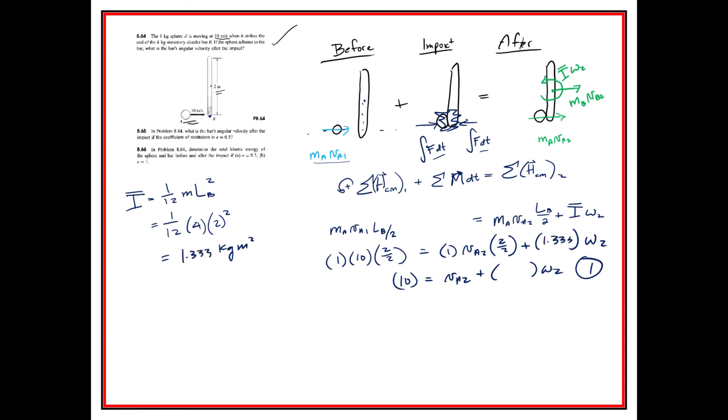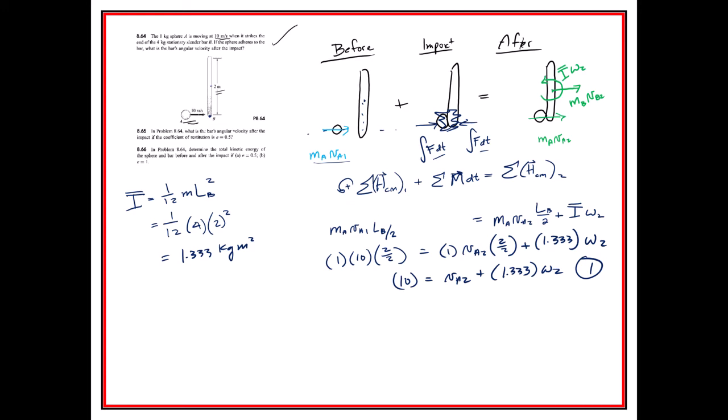I don't think I mentioned that this problem is not in the solution manual, so we'll never really know. We could probably just search it on Chegg. Okay, so we have one equation and two unknowns, and we need to relate VA2 and omega 2 together, but we know that they're going to stick.